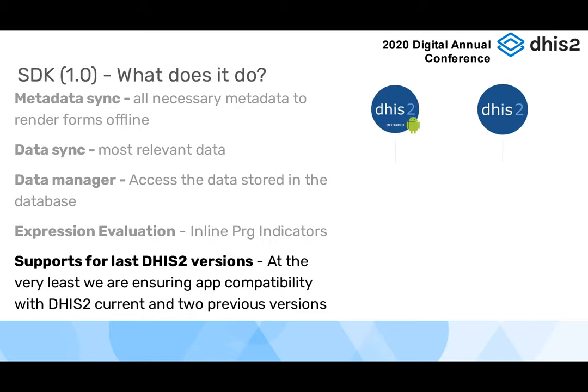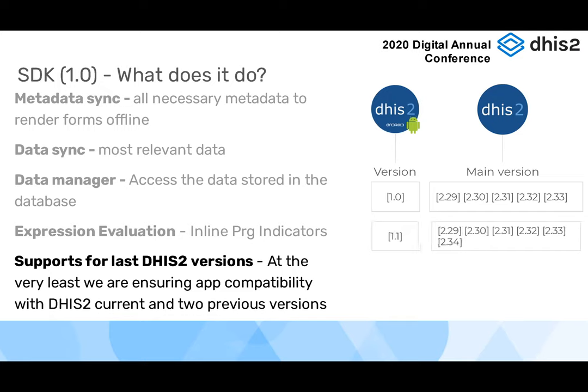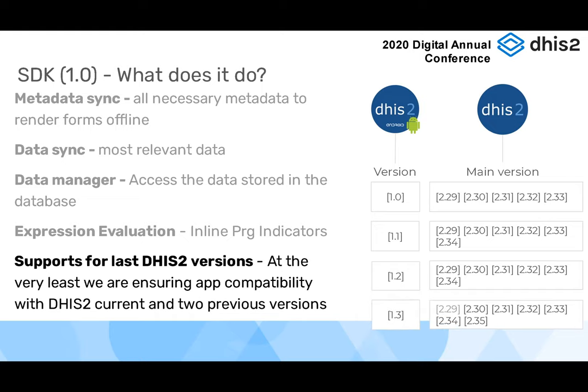And it supports the latest DHIS2 versions. At the very least, we are ensuring app compatibility with the current DHIS2 version and the two previous versions. This means three DHIS2 versions in total. But you see what the reality is. When we published version 1.0, we were compatible from 2.29 to 2.33. This is five versions. With 1.1, we were compatible with six versions. And with 1.3, we're going to be compatible from 2.30 to 2.35.